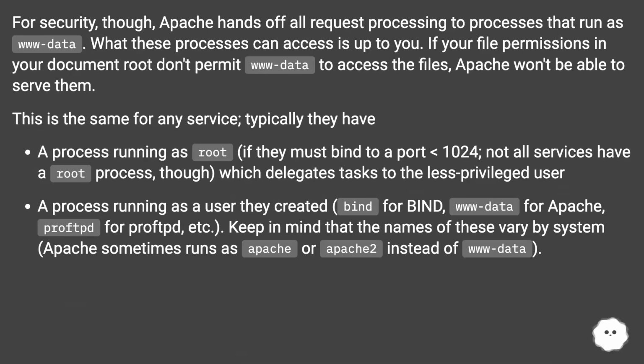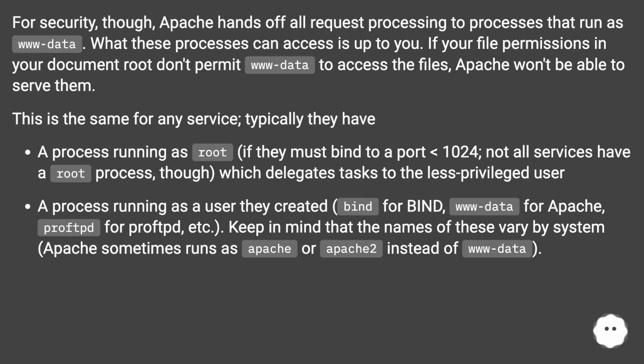If your file permissions in your document root don't permit www-data to access the files, Apache won't be able to serve them. This is the same for any service. Typically they have a process running as root, if they must bind to a port less than 1024. Not all services have a root process, though, which delegates tasks to the less privileged user. A process runs as a user they created: bind for BIND, www-data for Apache, proftpd for ProFTPD, etc.